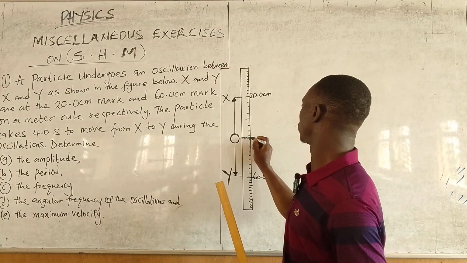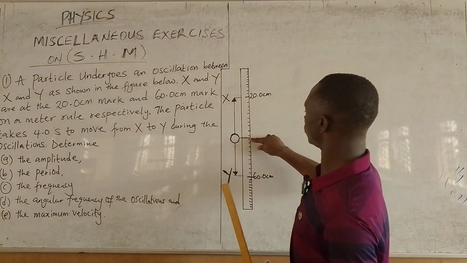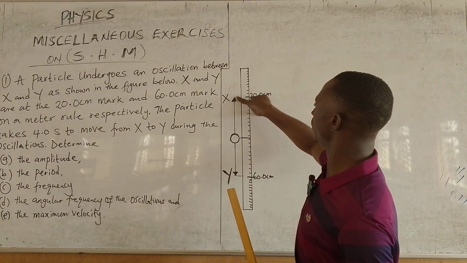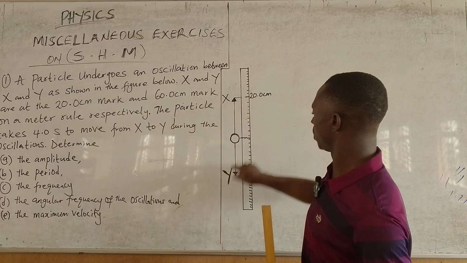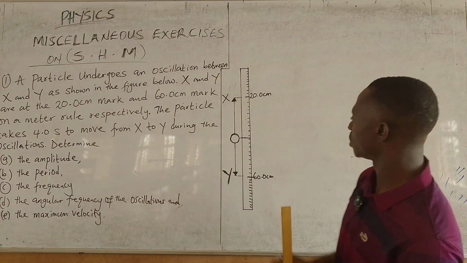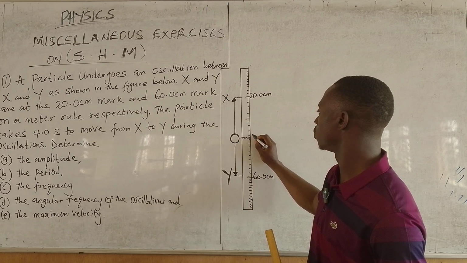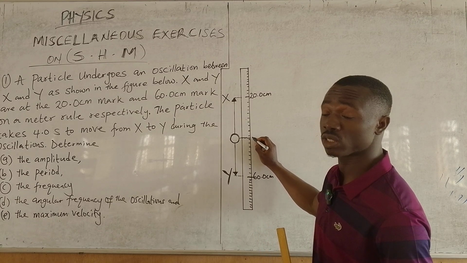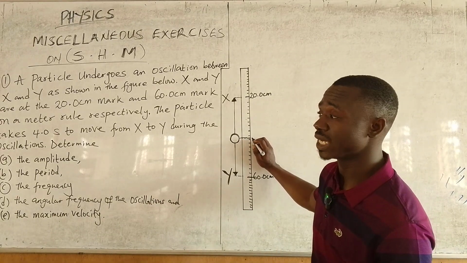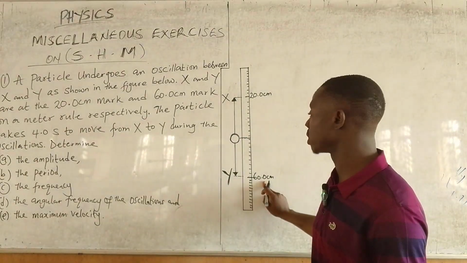And somebody should tell me, what do you think the midpoint is going to be? If X is 20 centimeter and Y is 60 centimeter, what do you think the equilibrium position, which is the center of oscillation, is going to be? What centimeter is it going to be? Is it 50? Is it 30? Or is it 10? Here is 20, while here is 60 centimeter.